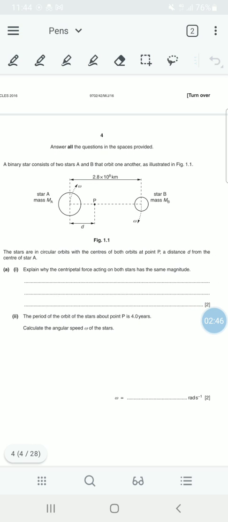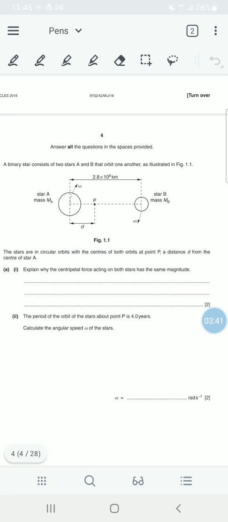Explain why the centripetal force acting on both stars has the same magnitude. They are asking, explain why the centripetal force acting on both stars has the same magnitude. So, in simple terms, what provides the centripetal force for something to orbit something? If it is a piece of something attached to the end of a thread, it is the tension of the thread. When a star or a planet is orbiting another, it is the gravitational force. So in this particular situation, it is the gravitational force that provides the centripetal force.